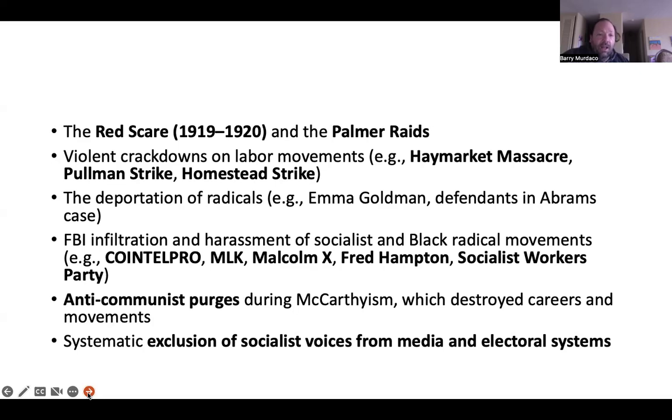Also in this period of time, you have the Attorney General under Woodrow Wilson, a Democratic president, again, doing mass arrests of people, deporting people from the country as well. Very interesting parallels here between this and the current Trump administration. You had violent crackdowns on labor movements, the Haymarket Massacre, the Pullman Strike, the Homestead Strike, some of which we've talked about already.